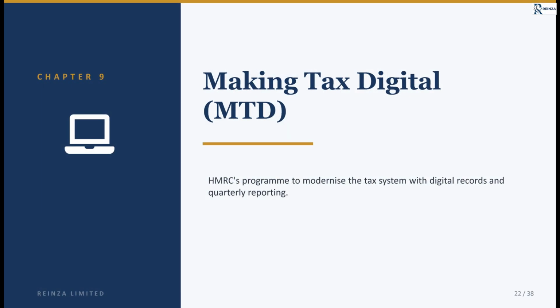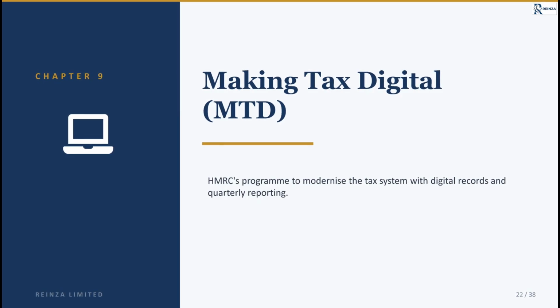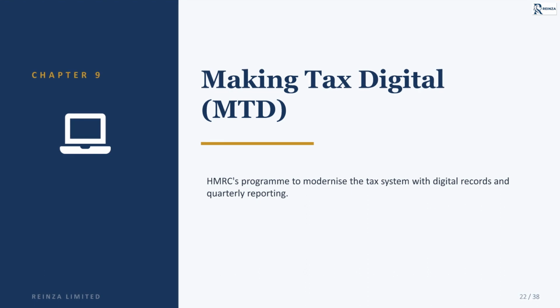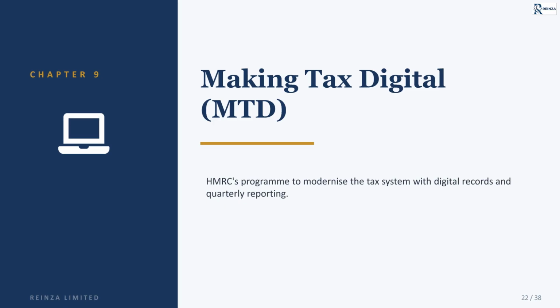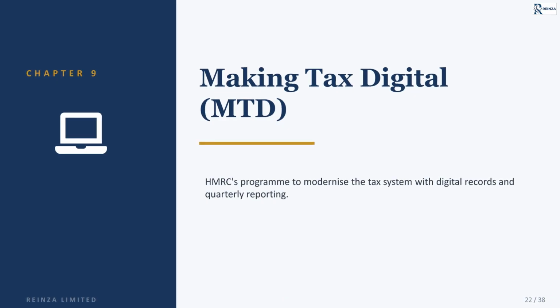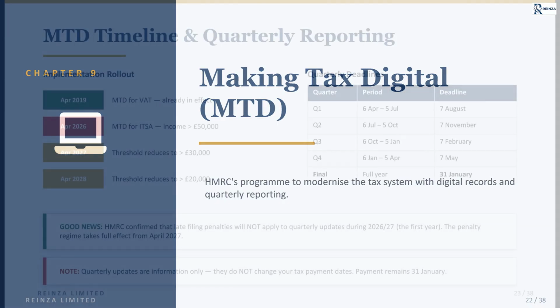Chapter 9. Making Tax Digital, often abbreviated as MTD. This is HMRC's program to modernize the UK tax system. It requires businesses to keep digital records and submit tax information to HMRC more frequently using compatible software. This is a significant change from the traditional annual self-assessment return.